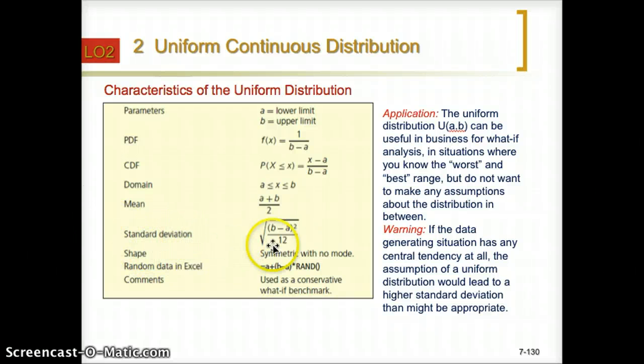For the standard deviation, that is a little bit complicated. The standard deviation will be equal to B minus A, squared, divided by 12, and square root of the whole value.